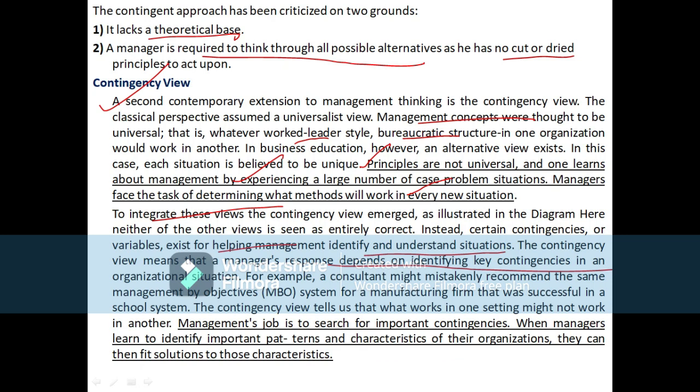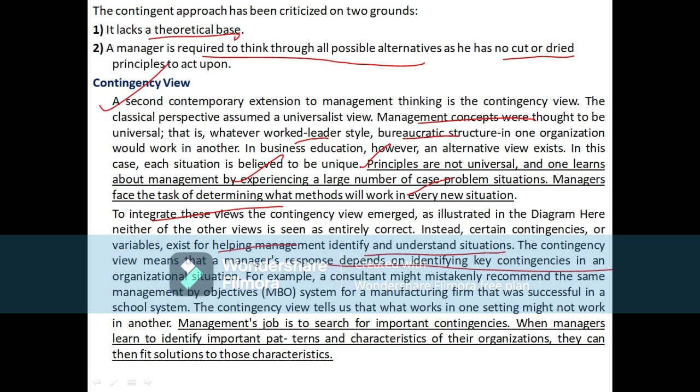So for example, a consultant might mistakenly recommend the same MBO system for a manufacturing firm that was successful in a school system. Basically MBO, management by objectives, means the subordinates and superiors sit together and prepare the objectives. They lay down their individual objectives and department objectives, depending upon their capabilities, and they work there. But the same system may not be applicable to every organization. It depends upon the situation and the organization. So the contingency view tells us that what works in one setting might not work in another setting.